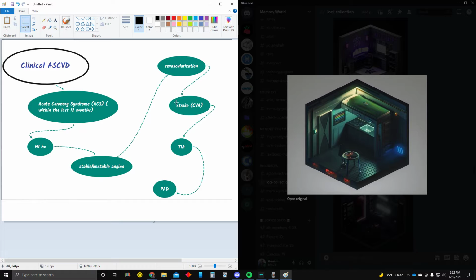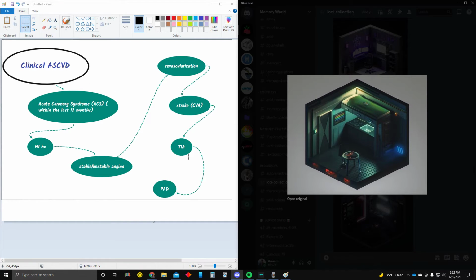So stroke as in stroke, as in CVA. Okay, so I just want to mention that not all CVA is going to be clinical ASCVD. Hemorrhagic stroke is a form of CVA, and hemorrhagic stroke is actually not clinical ASCVD. I just want to let you know that. But stroke, okay, is going to be a clinical ASCVD.